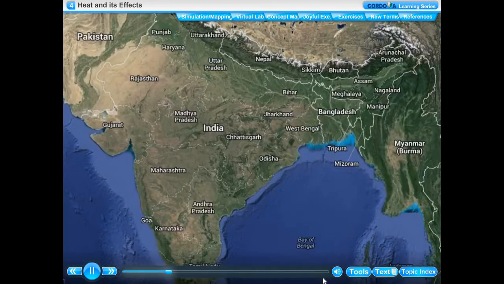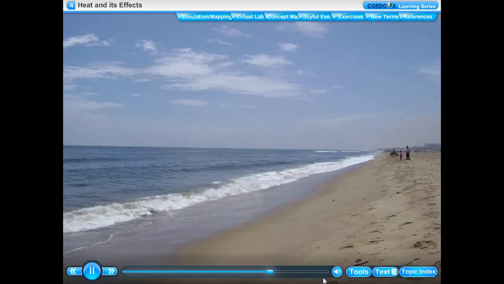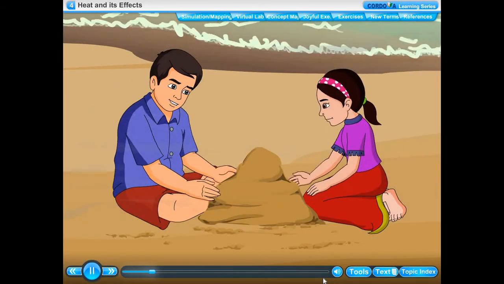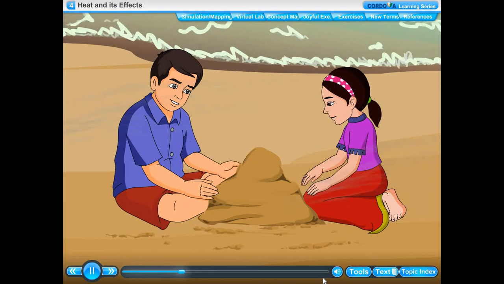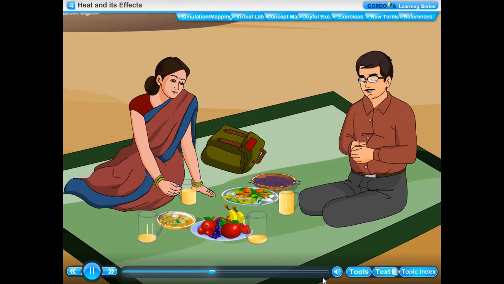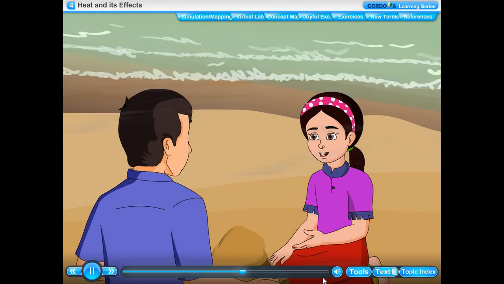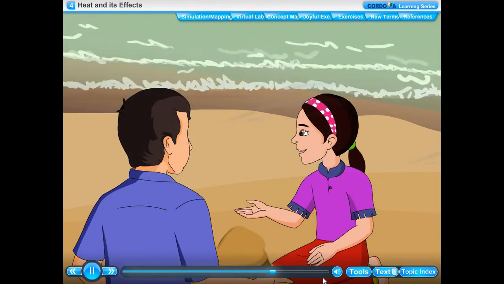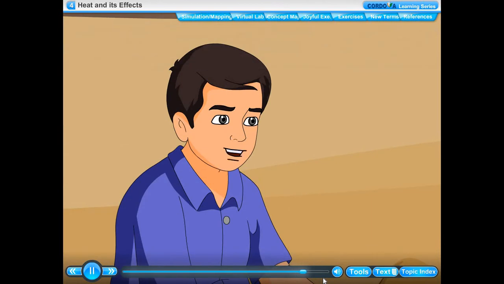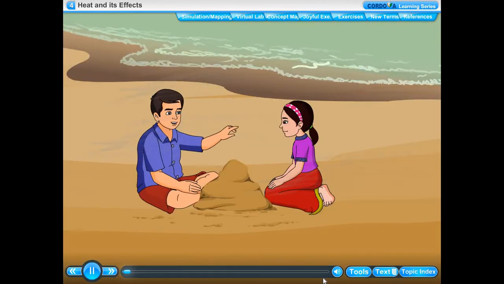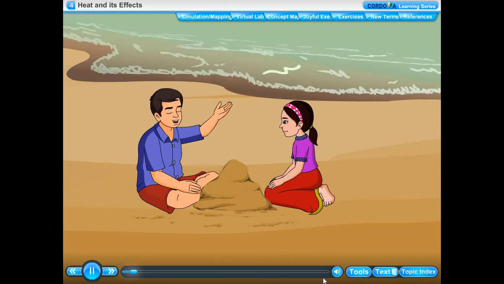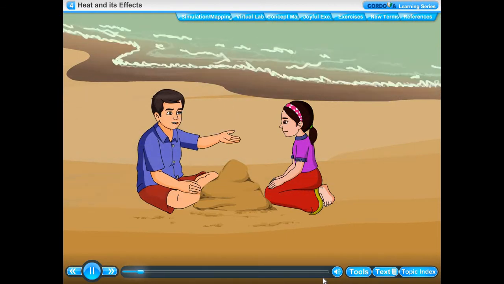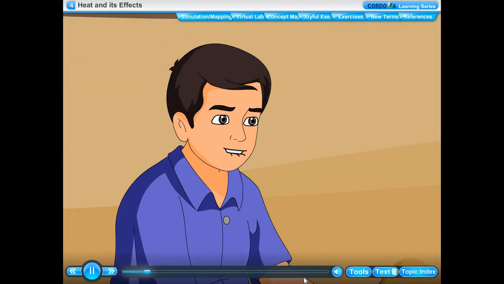Convection current in nature. Marina Beach, Chennai. Dhanush and his younger sister are enjoying an afternoon with their parents at Marina Beach, Chennai. How is it that there is so much breeze here at the beach? It is because of the sea breeze. In coastal areas, breeze generally blows from the sea to the land during the daytime. These sea and land breezes are actually convection currents.